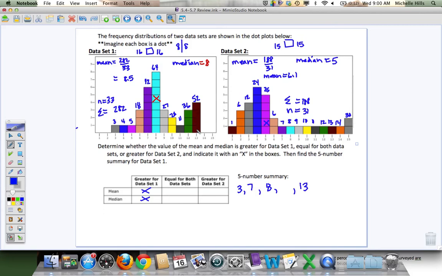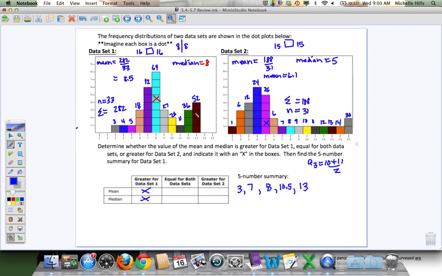1, 2, 3, 4, 5, 6, 7, 8, and 9. Let me see. 1, 2, 3, 4, 5, 6, 7, 8, and 9. My 8th and 9th boxes, one is going to be at 10, one's going to be at 11. So for my third quartile, I'm going to have to take 10 plus 11 and divide it by 2 to get 10.5.